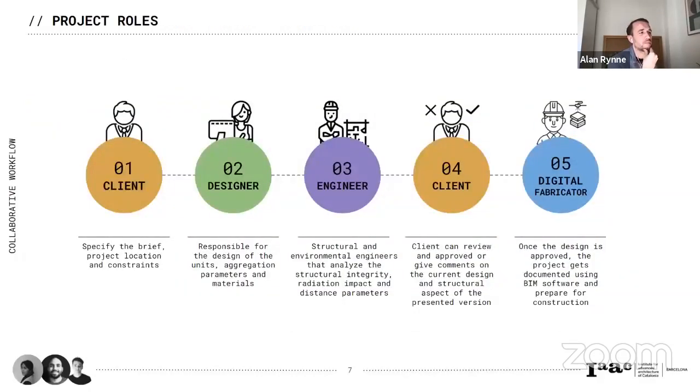Here are the different project roles. As we said before, we have four different personas that start with the client that defines the brief, the location, the aggregation, then into the designer that defines the parts, the small attributes and the connections, then the engineer that runs the multiple analyses, and then we have the digital fabricator.